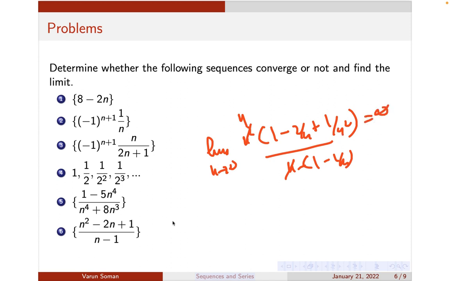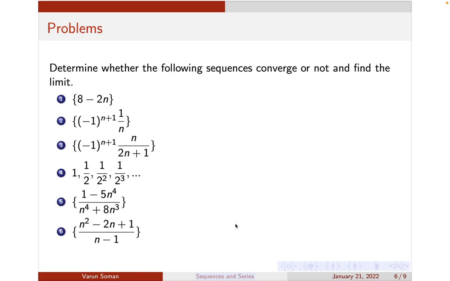Or you can see that this is actually (n minus 1) whole square by (n minus 1) itself, so it will simply be limit n tends to infinity n minus 1. So in that way also you can calculate the limits. Okay, I hope it is clear. And moving forward, let us look at some more questions here.